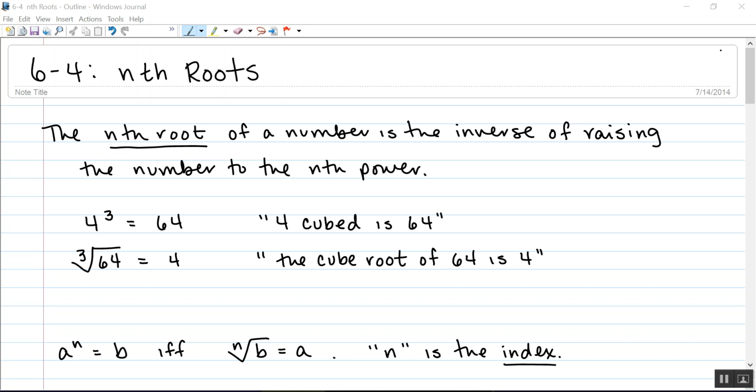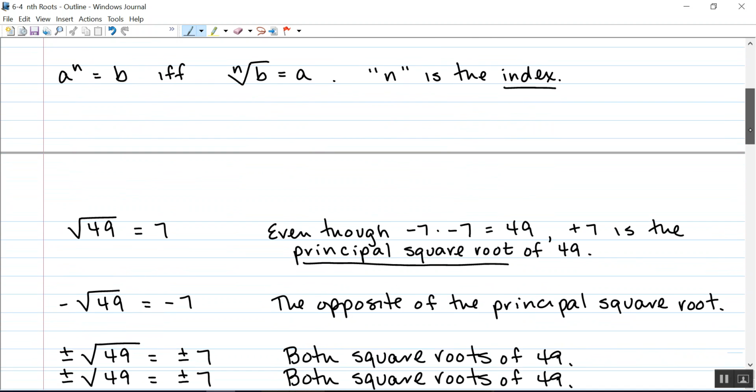Here's the way it works. So we can say that 4 to the third power is 64, or 4 cubed is 64. To undo that, we take the cube root of 64, and that gives us 4. All that means is what number times itself 3 times gives us 64, and that number is 4. So the way we write this in formula notation is a to the n equals b if and only if the nth root of b is equal to a. And we call n the index, whatever that root is that we're taking. That's the index.